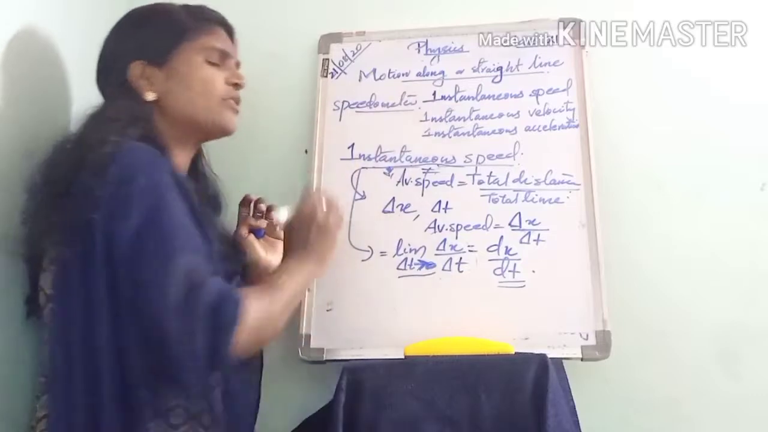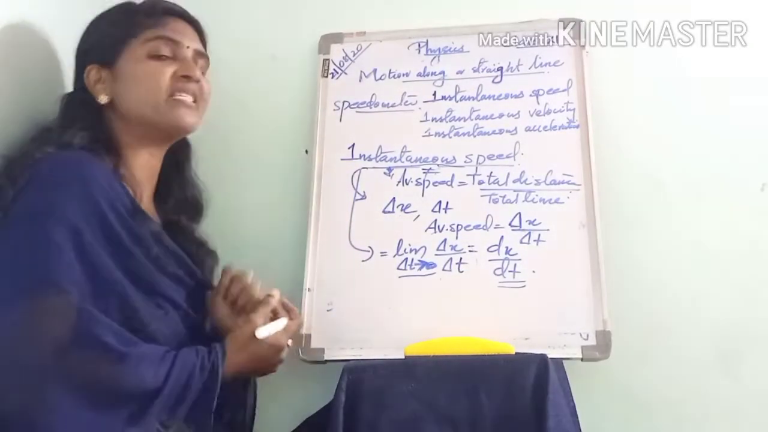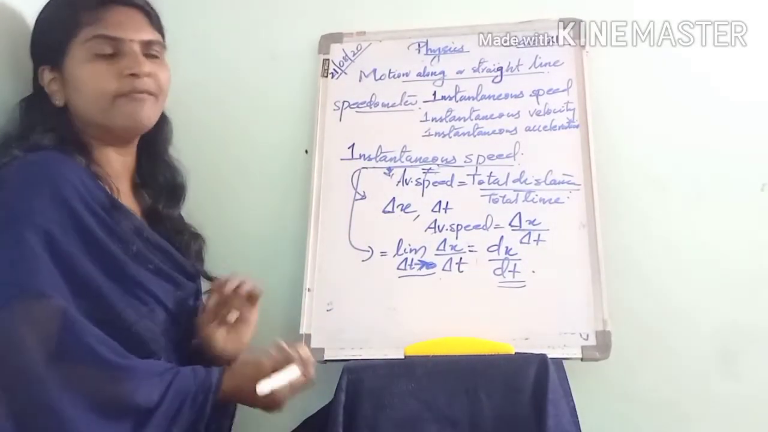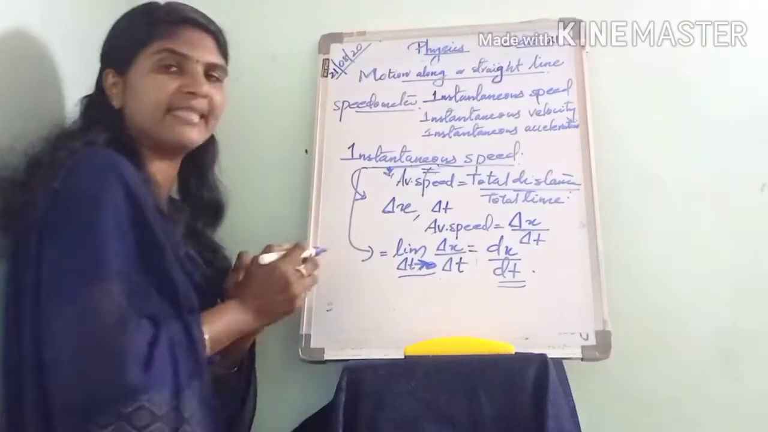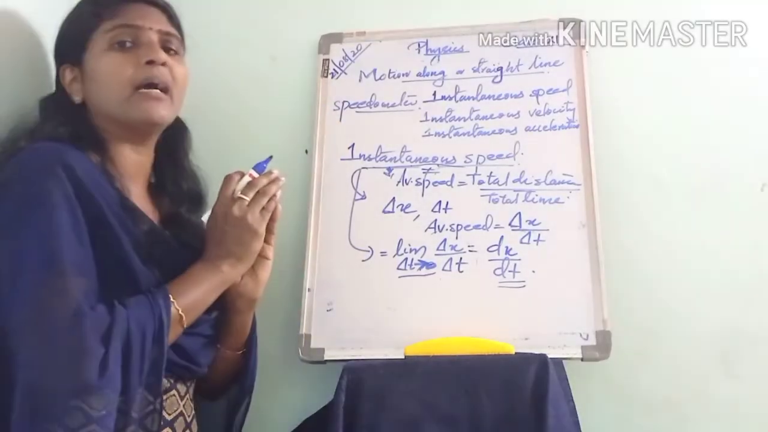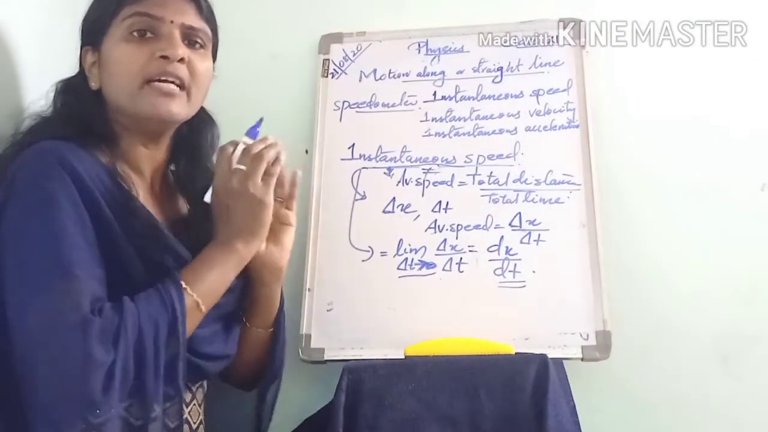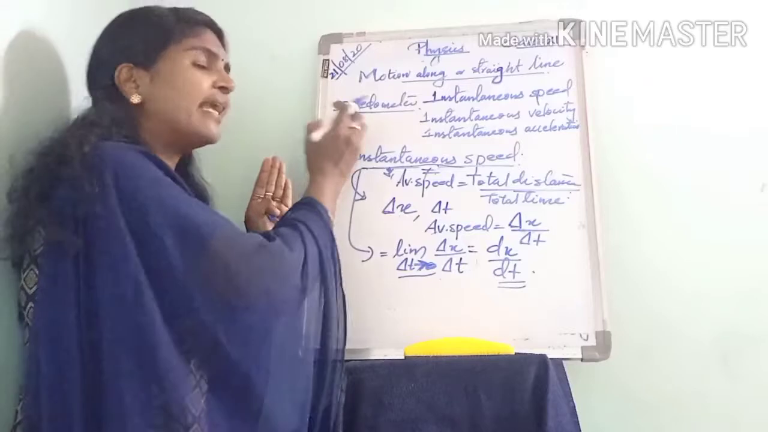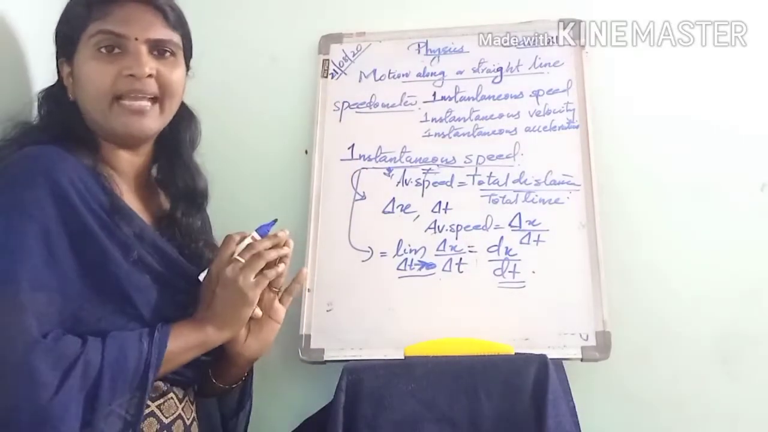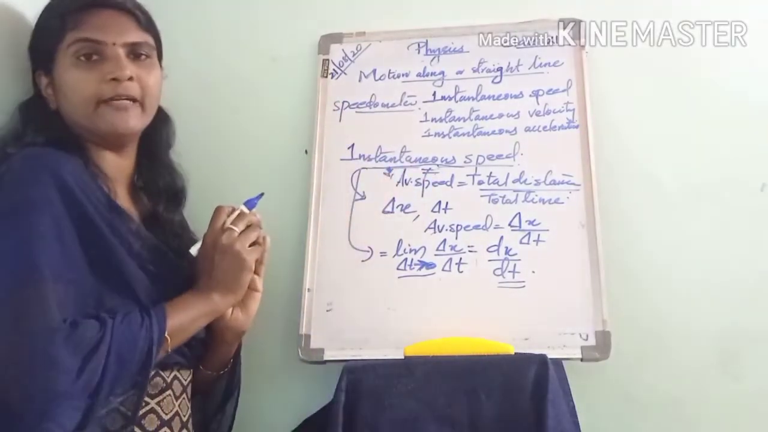You know the use of a speedometer. It is used to measure the speed of vehicles. In all vehicles, a speedometer is there. It gives the speed of vehicles. It does not give the average speed. It gives the instantaneous speed.